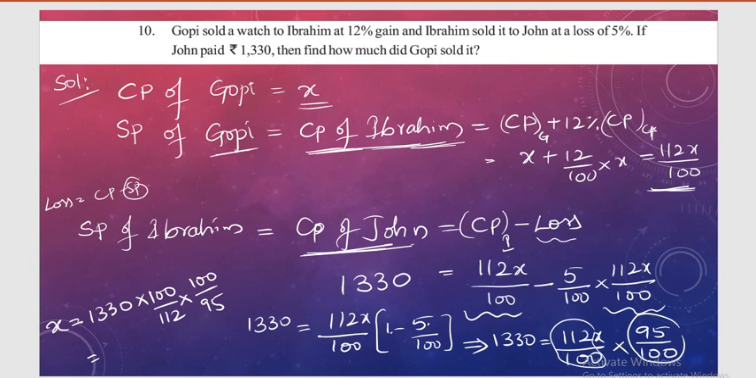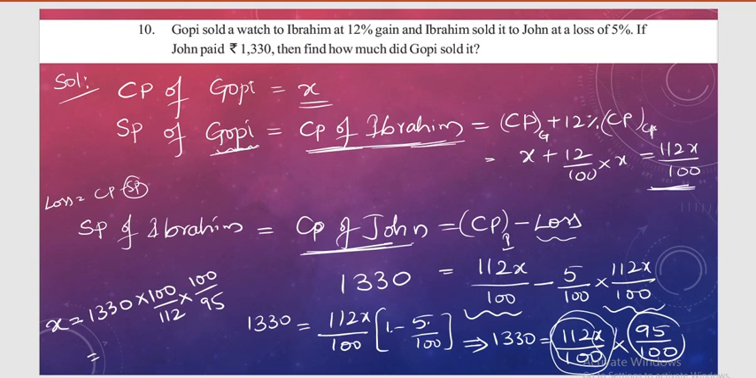Now when I simplify this, what did he ask? He asked about the selling price of Gopi, no? He asked to find how much Gopi sold it for. Since I need 112X by 100, I should not transpose this 112X by 100. I need the selling price of Gopi. So SP of Gopi is equal to 112X by 100. This particular value I need.